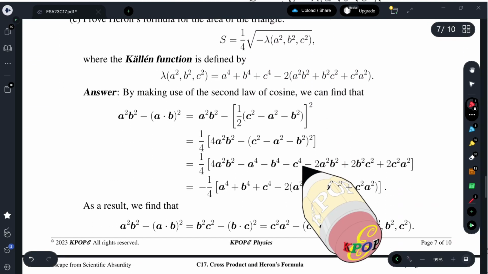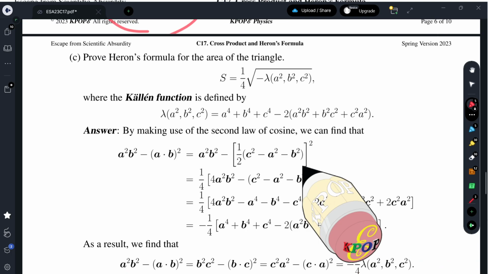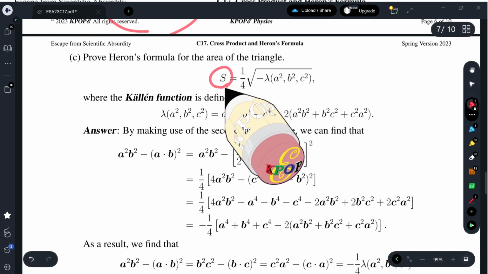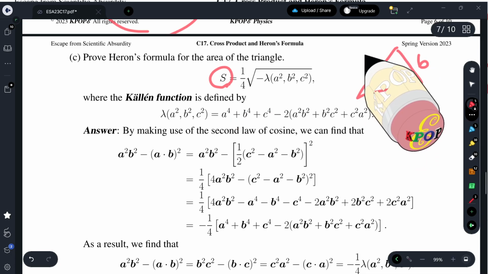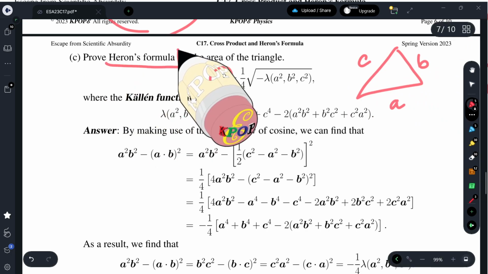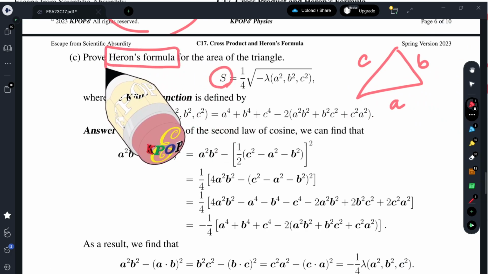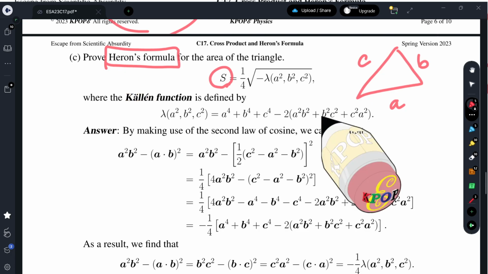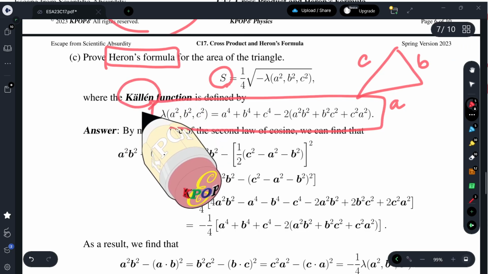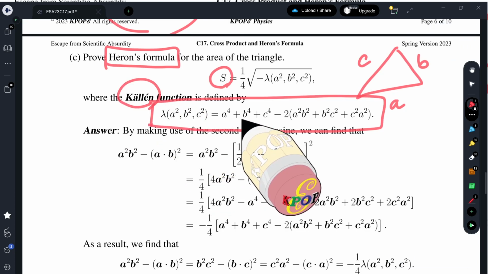Perhaps in middle school or high school, you must have seen the formula of the area of a triangle expressed in terms of the side lengths A, B, and C. This is called Heron's formula, and we make use of vector algebra to prove Heron's formula. It is convenient to define a function named after the particle physicist Callan. So this is the Callan function, a symmetric function, a cyclic function.